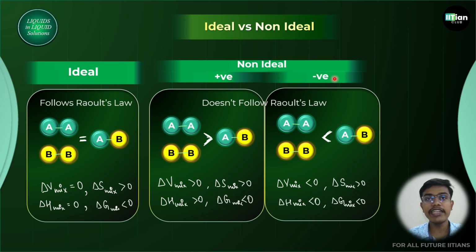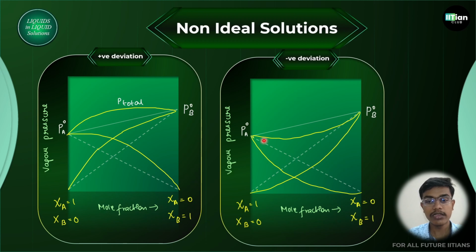The next one is the negative deviation from Raoult's law. In this case, the interactions between A and B molecules in the solution are greater. So it is more tightly packed, and the molecules cannot leave the liquid state and enter the vapor state. So there is a depression in this graph. That is, the total vapor pressure will be lesser than the regular Raoult's law graph. That's why it is called the negative deviation.